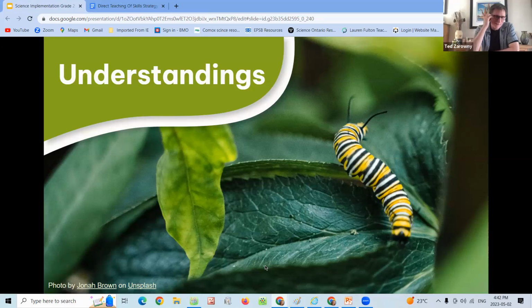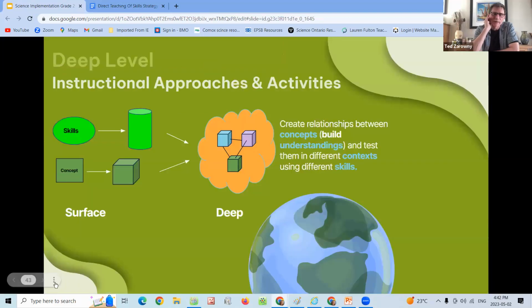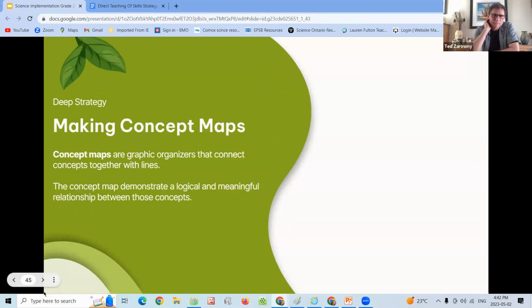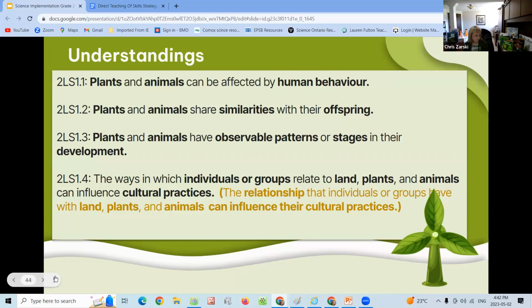As Chris mentioned, 85% of our time maybe is going to be in the deep world, and that's really the understandings world, working with those. And there are four of them in this grade learning idea. If you take a look at them carefully, they're all listed on the next slide here. Oops, I guess I did not have them listed? There we go.